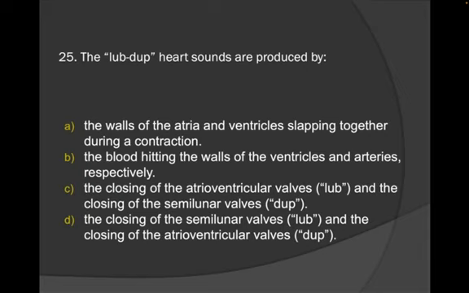Okay, here you go. The sound question again. The lub-dub heart sounds are produced by what? There's two specific sounds. One is lub, one is dub. Lub is caused by one set of valves. Dub is caused by another set of valves. C. The closing of AV valves means the lub, and then the closing of the semilunar valves is the dub.